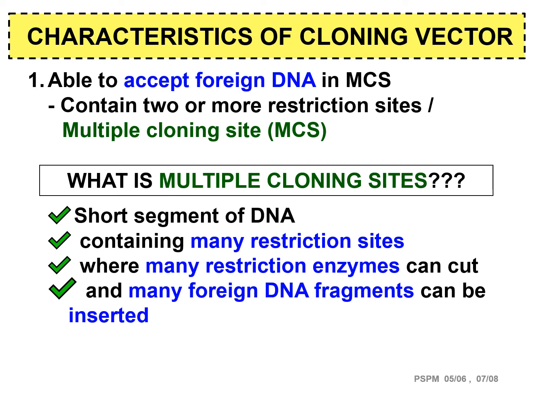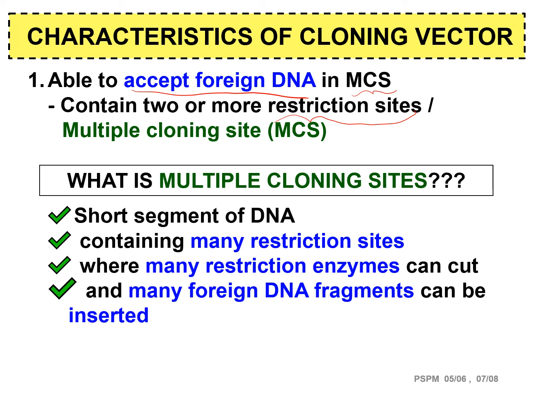So, basic characteristics of a successful cloning vector. First, they must be able to accept foreign DNA. And this foreign DNA can be inserted into restriction sites, because they contain multiple cloning sites, so it can be inserted into any multiple cloning site. But even though I am saying any, the multiple cloning site must contain a restriction site that is similar to the sequence used to cut the gene of interest.